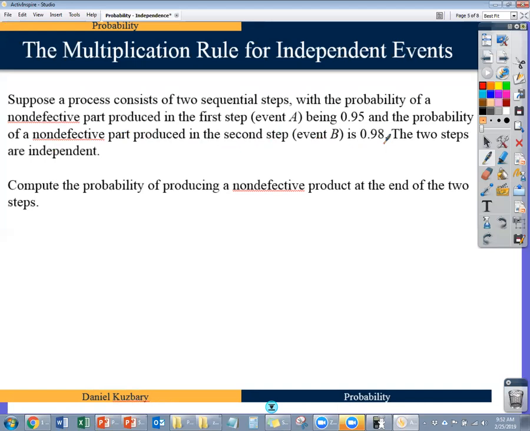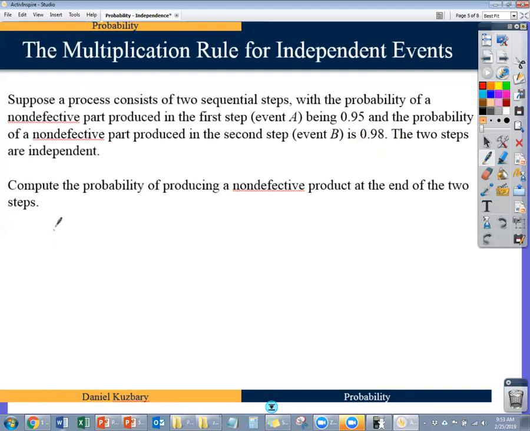So let me kind of back up. We're imagining producing a product in two steps, and the chance of not messing up in the first step is 0.95. So 95% of these products are going to be non-defective after the first step, and 98% of the products are going to be non-defective after the second step. So this would be a 5% chance of producing a defective product in the first step, and a 2% chance of producing a defective product in the second step.